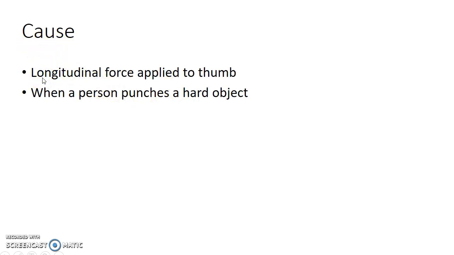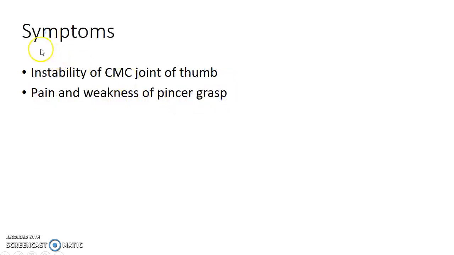Bennett's fracture is caused due to a longitudinal force applied to the thumb. Bennett's fracture can result when a person punches a hard object. Let us see about the symptoms of Bennett's fracture. Bennett's fracture will cause instability of carpometacarpal joint of thumb, leading to pain and weakness of pincer grasp.